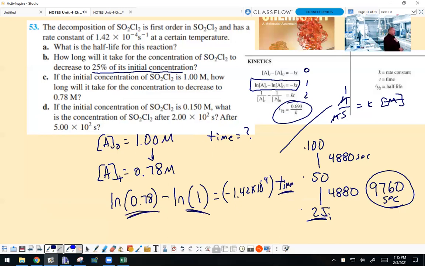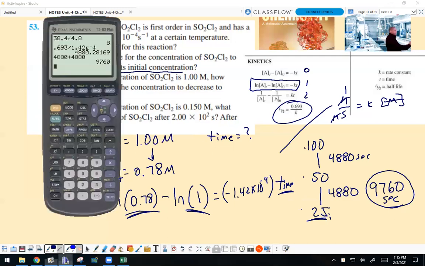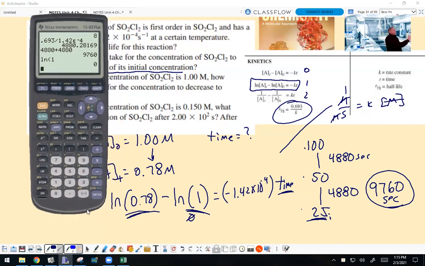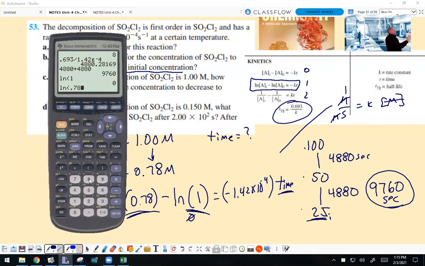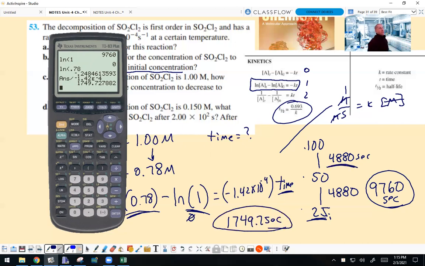I like to simplify this. Don't try to do the algebra, because when you're subtracting logs, you divide them. Get to numbers first. The ln of 1, that's something we should know, the natural log of 1 is 0. So the natural log of 0.78, divided by negative 1.42 times 10 to the negative 4, and we get 1,749.7 seconds. So a half-life takes 4,880, but to get to 0.78 molar, it takes 1,749.7 seconds.